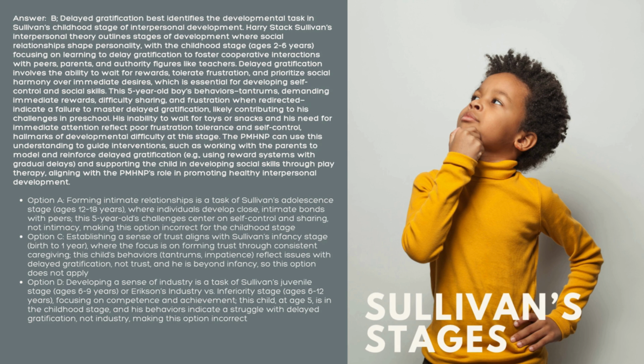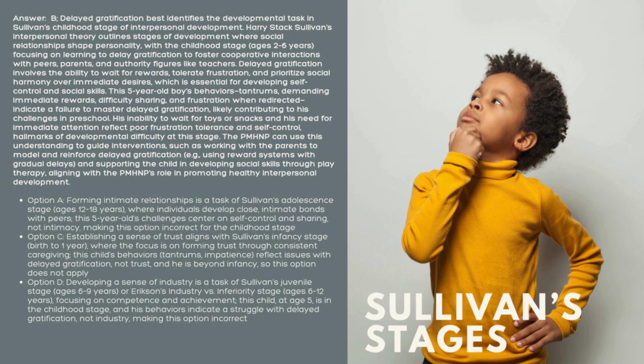All right, so let's look at those wrong answers here. Option A, forming intimate relationships. This is a task of Sullivan's adolescent stage, 12 to 18. And this is where individuals develop close, intimate bonds with peers. So this 5-year-old's challenge centers on self control and sharing, not intimacy, which is developmentally inappropriate at the childhood stage. Option C, establishing a sense of trust. This does align with Sullivan's infancy stage, birth to 1 year, where constant caregiving is going to foster the trust.